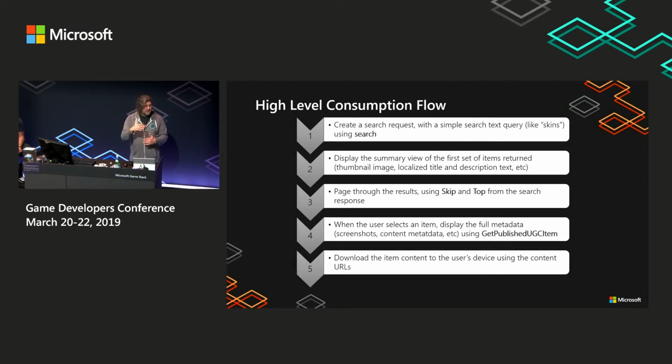That'll give you in your API a summary list of all the basic items, a thumbnail image, the localized title, description, that sort of stuff that you can use for display. And then we give you a way to page through the results using skip and top. When a user wants to drill in deep to an item, we then have a separate API for you to get the full metadata and information and data about that particular piece of content. And then we provide download APIs so you can download the content to that person's desktop so that they can then use it, play with it.